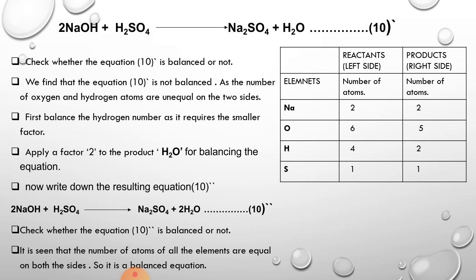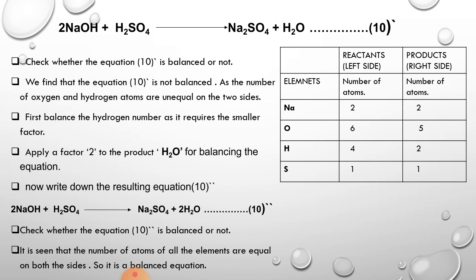That means O and H are unbalanced, so the reaction is not balanced. So we find that equation 10 dash is not balanced, as the numbers of oxygen and hydrogen atoms are unequal on the two sides. First balance the hydrogen number, as it requires a smaller factor. So apply a factor 2 to the product H2O for balancing the equation. Now you can see in equation 10 dash we have put 2 in front of H2O in the product. So now check equation 10 dash: 2NaOH plus H2SO4 will give Na2SO4 plus 2H2O.